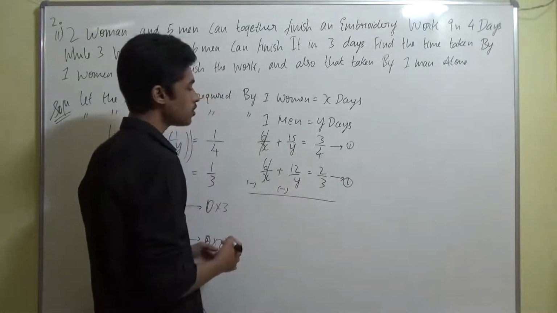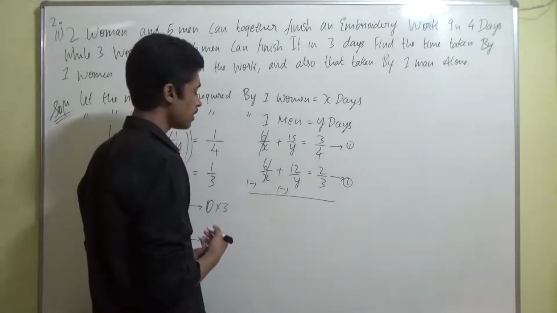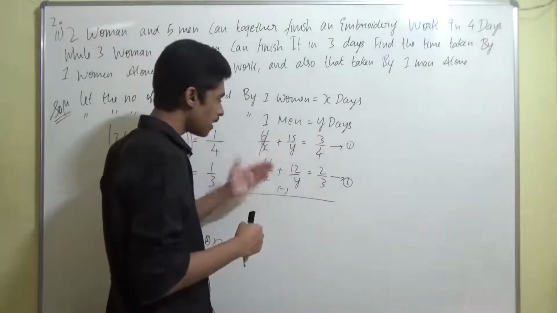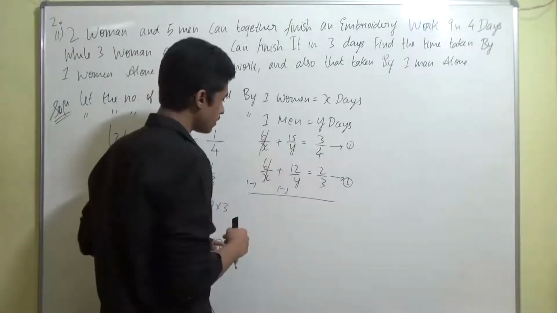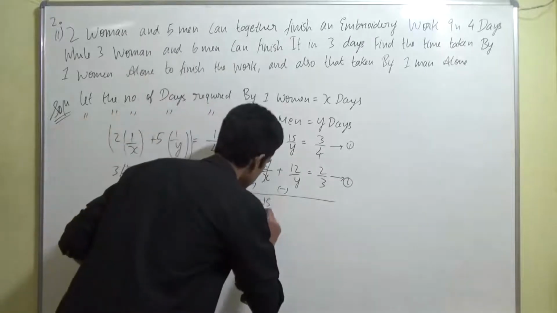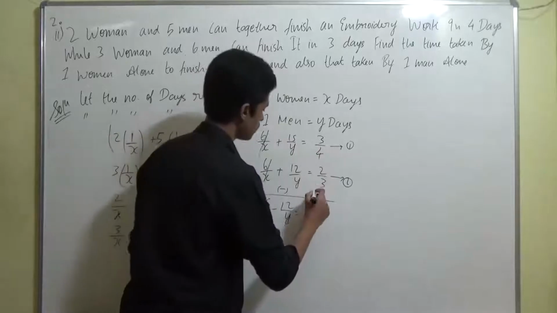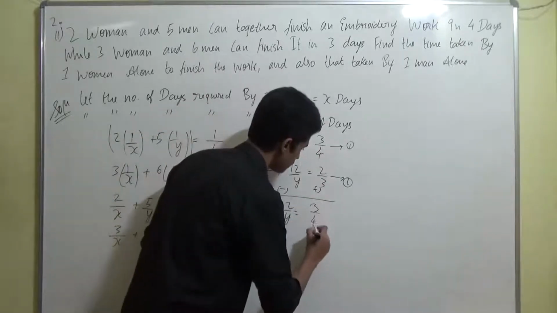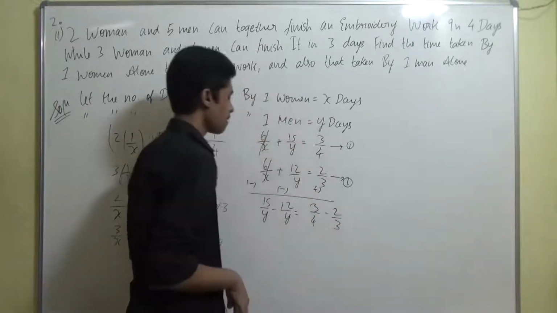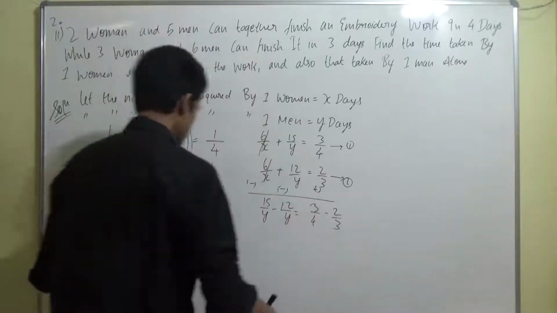So this becomes equal to 3 by y, not 15y. 15 by y minus 12 by y, right? 15 by y minus 12 by y equal to, okay, I'll write this one as well, 3 by 4 minus 2 by 3. Now let's do this step, guys.